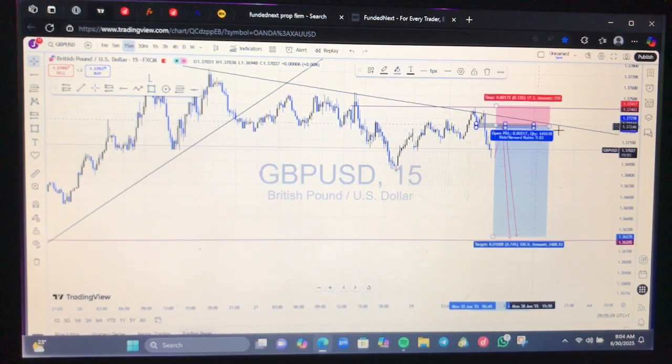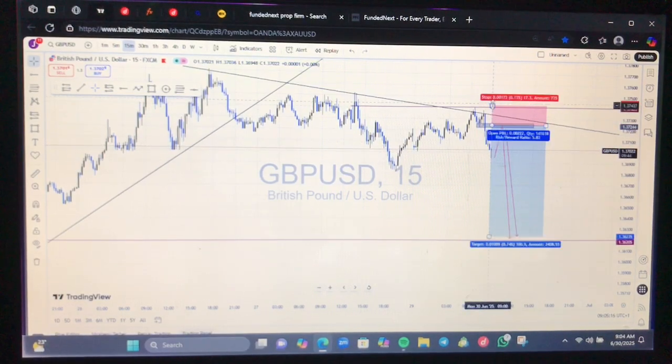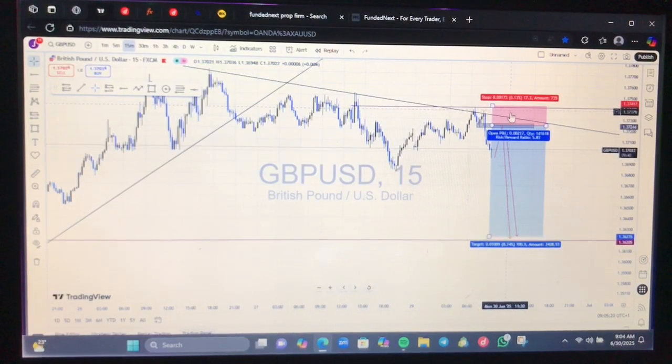Once we get this retest, we are going to take our sales on GBPUSD, and our SL is above this zone here. Above this zone, we are risking 17 pips to make around 100 pips.